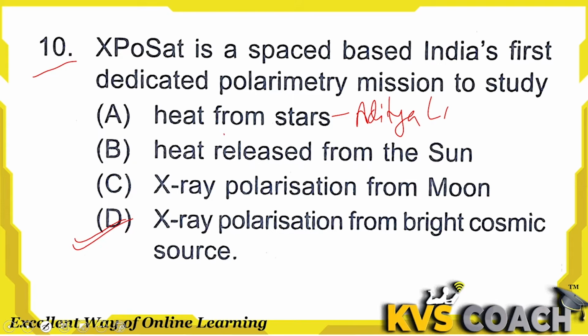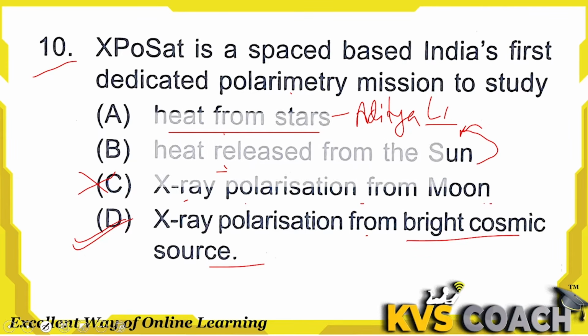Sun is also a star. That's why we can count heat from stars, Aditya L1. Heat released from the sun, we can study it with Aditya L1. For X-ray polarization from the moon, there is not any mission. There is the mission detecting X-ray polarization from bright cosmic sources. That is polarimetry mission. So option D is right answer here.